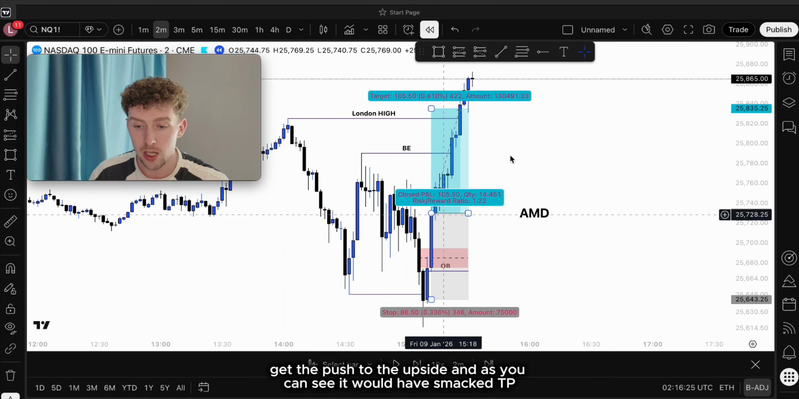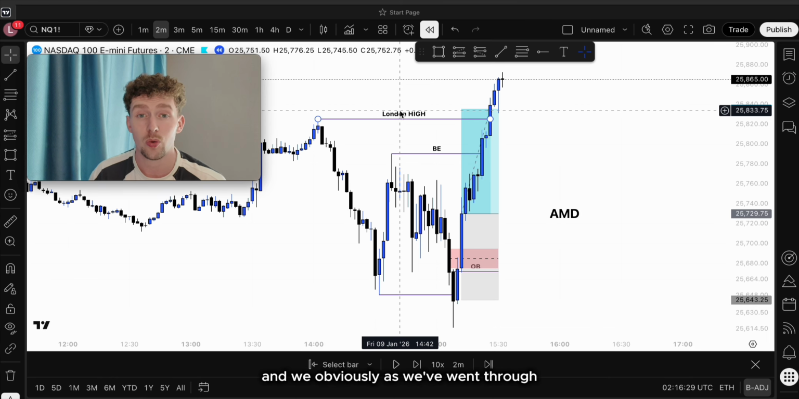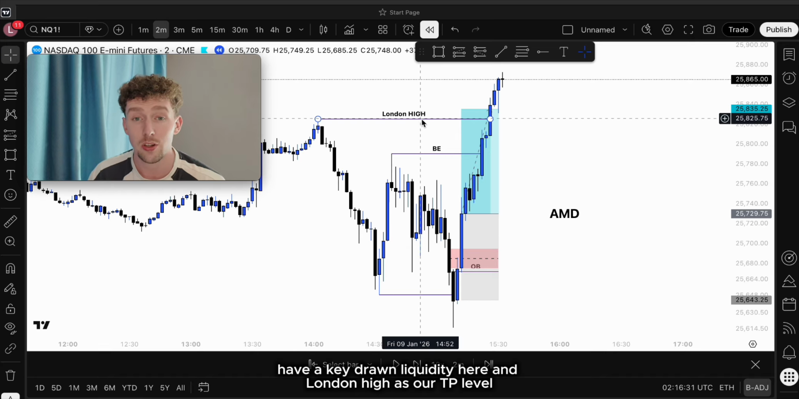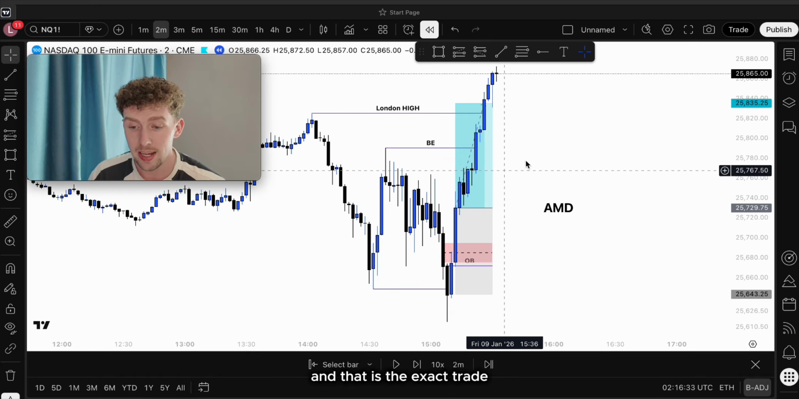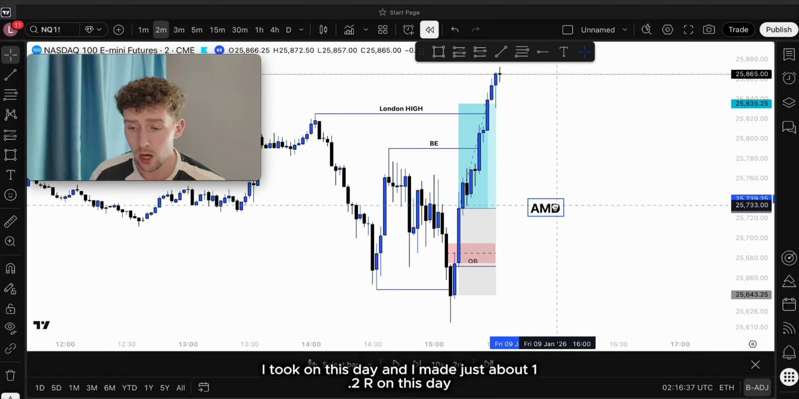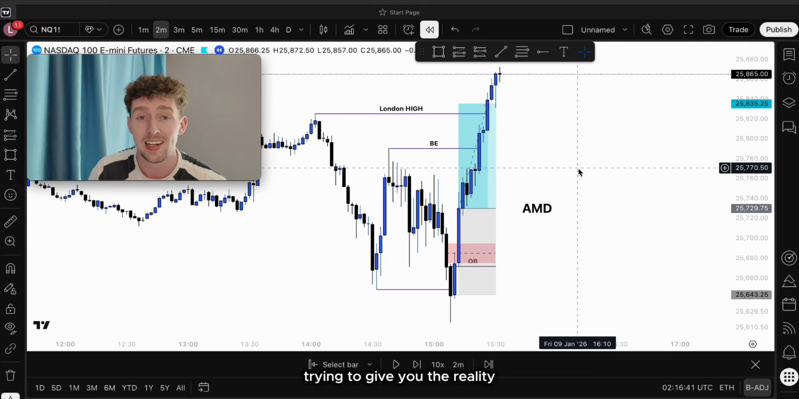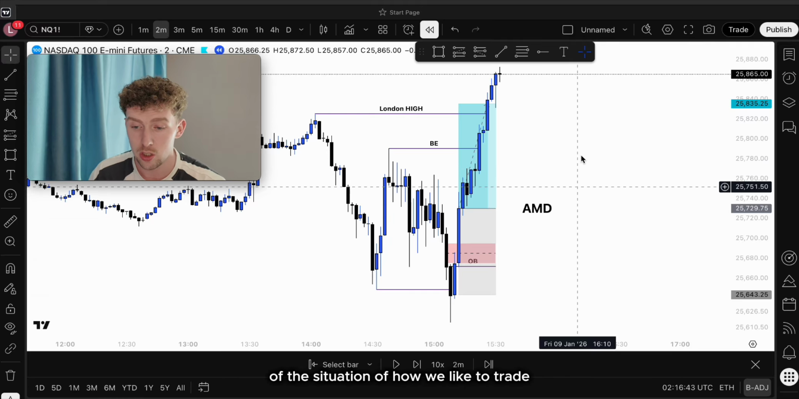We get the push to the upside, and as you can see it would have smacked TP, and as we went through, we have a key draw on liquidity here in London high as our TP level. And that is the exact trade I took on this day, and I made just about 1.2 R on this day. As I've said, I'm showing you lower RR trades, trying to give you the reality of the situation of how we like to trade.